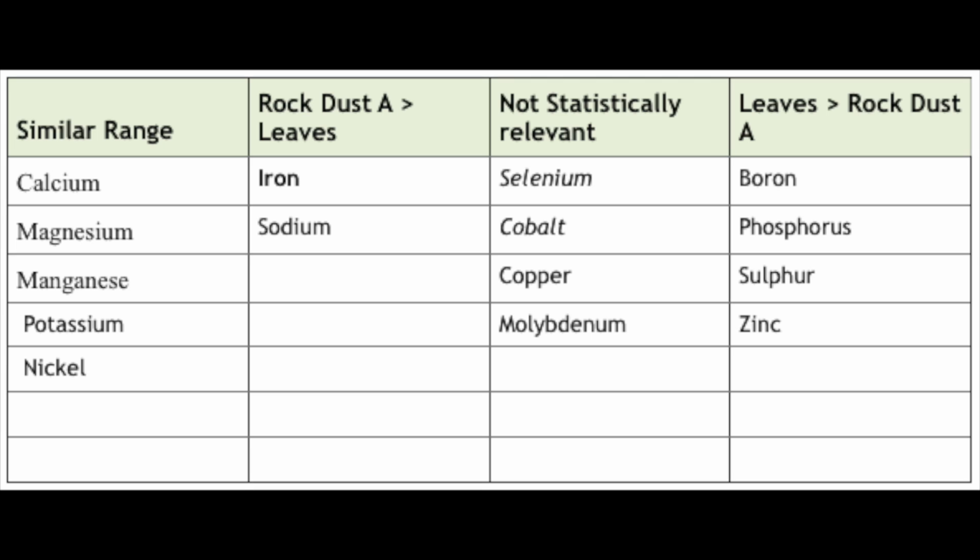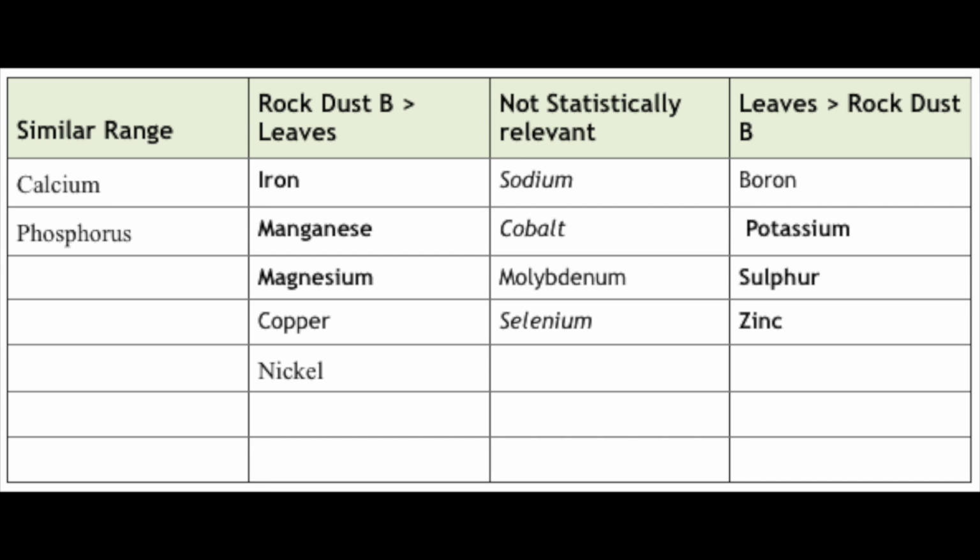Before comparing rock dust A to leaves, the following were statistically irrelevant in both samples: selenium, cobalt, copper, and molybdenum. In similar ranges are calcium, magnesium, manganese, potassium, and nickel. Rock dust did contain more iron and sodium, while leaves contain more boron, phosphorus, sulfur, and zinc.